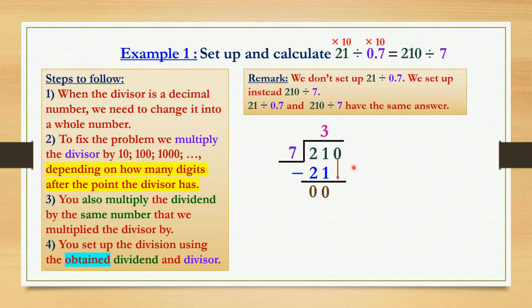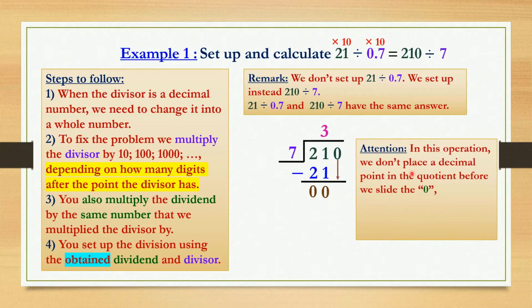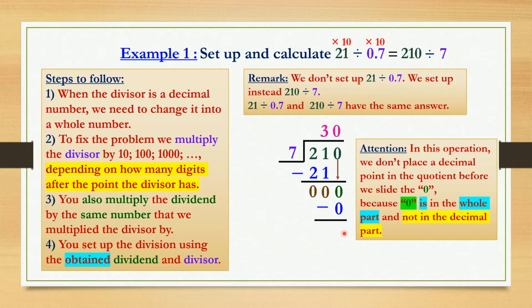Now we slide the 0, but pay attention: in this operation we don't place a decimal point in the quotient before we slide the 0, because 0 is in the whole part and not in the decimal part. So after sliding the 0, 0 divided by 7 is 0, 0 minus 0 is 0. And 21 divided by 0.7 has the same answer as 210 divided by 7, which equals 30. Here the quotient is exact, it's a whole number. Although the divisor is a decimal number, the quotient can be a whole number or a decimal number. In this case, it's a whole number.